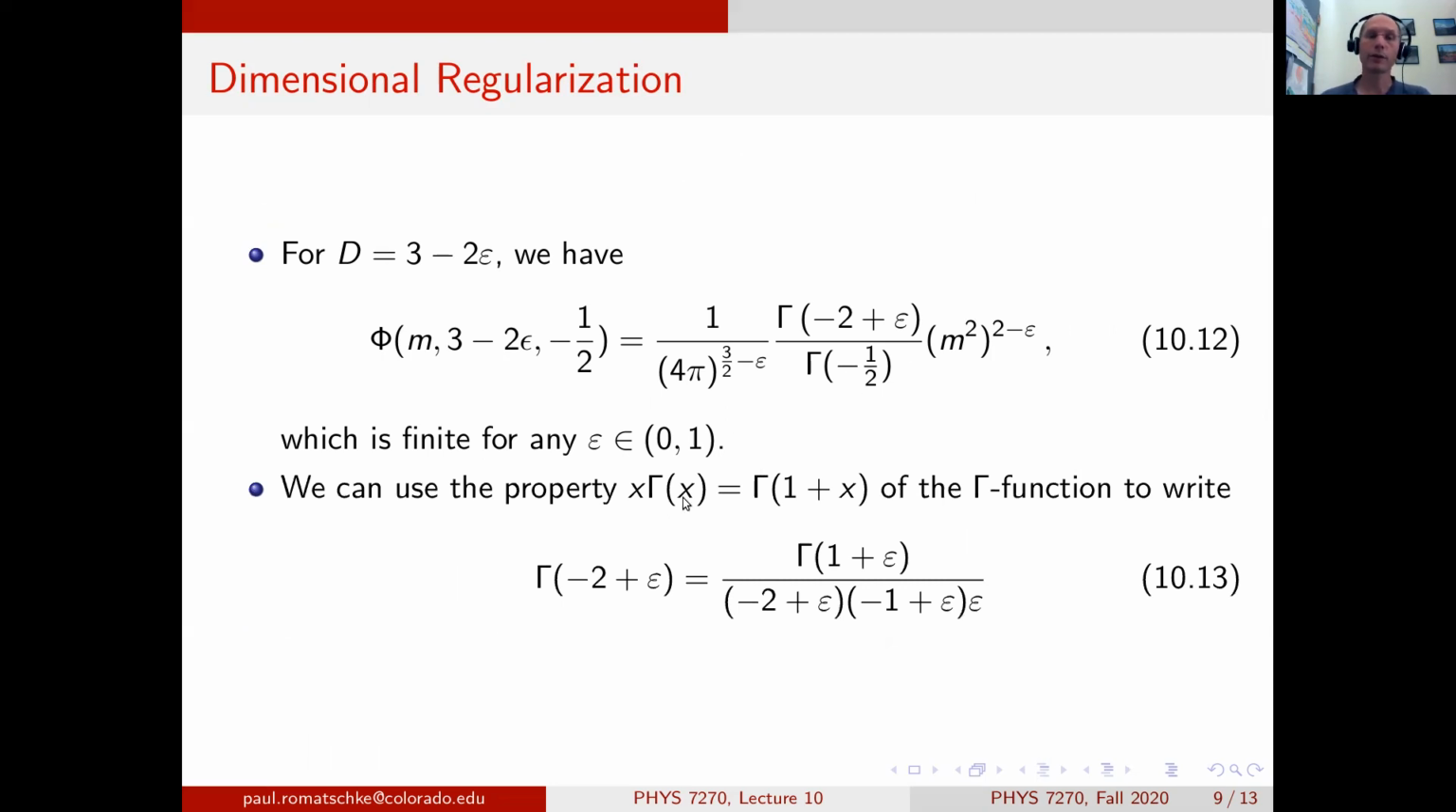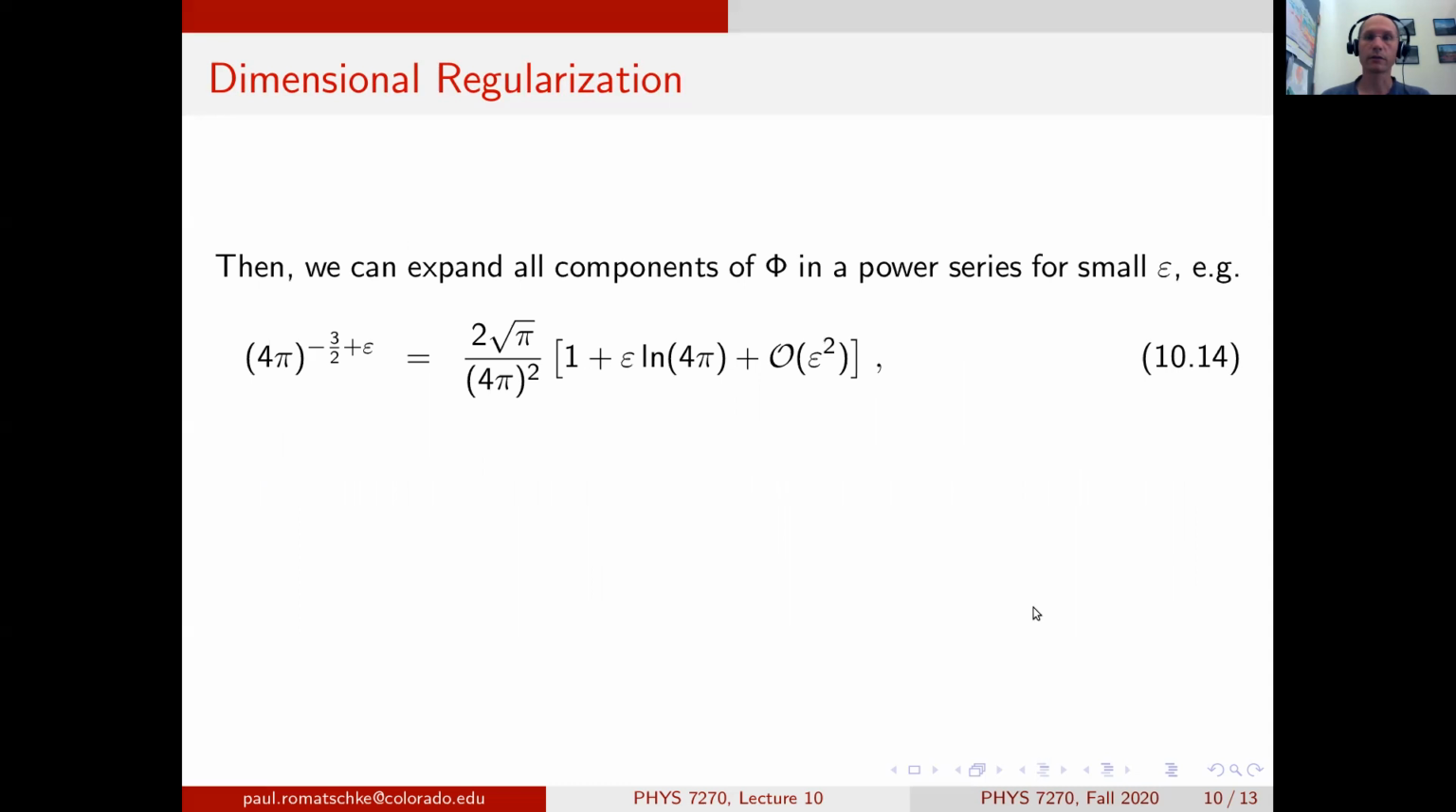Using the property of the gamma function that x times gamma of x is gamma of 1 plus x, we can rewrite this expression for gamma of minus 2 plus epsilon so to make the divergence epsilon to 0 explicit. So we find that gamma of minus 2 plus epsilon is gamma of 1 plus epsilon divided by minus 2 plus epsilon times minus 1 plus epsilon divided by epsilon. And you can see that this expression here is indeed still divergent as epsilon goes to 0.